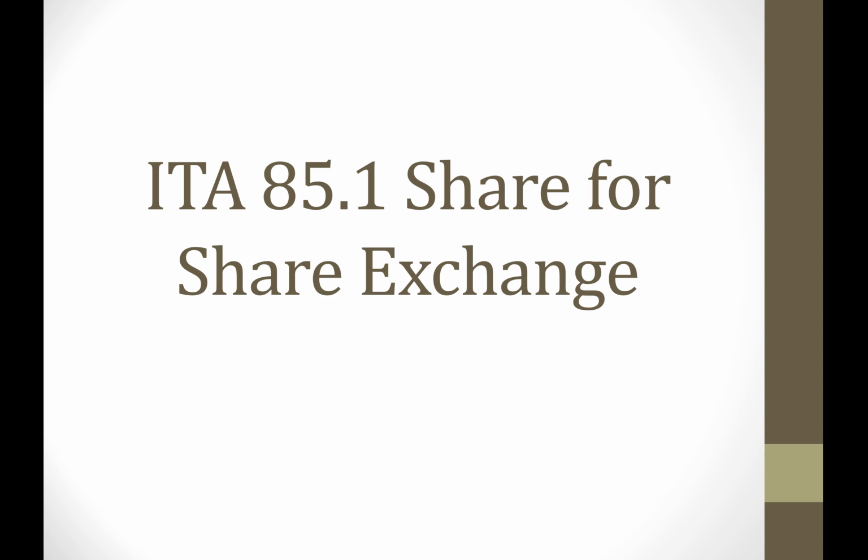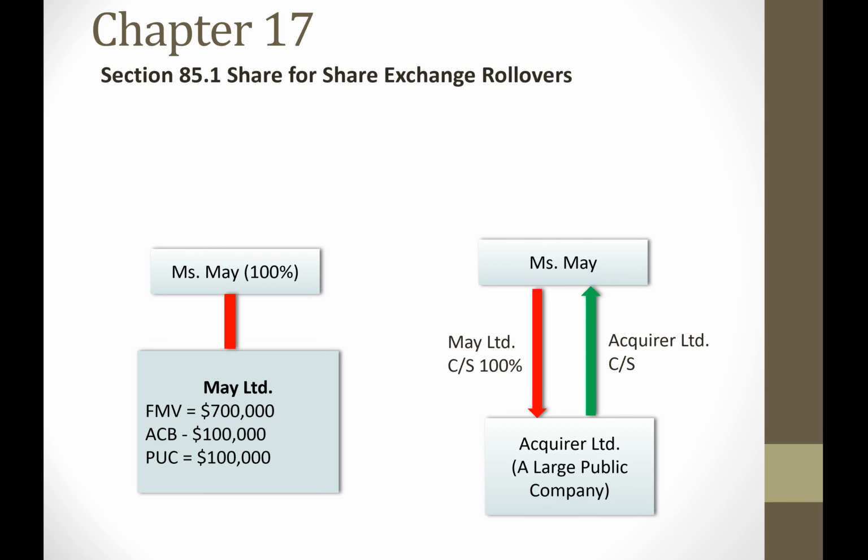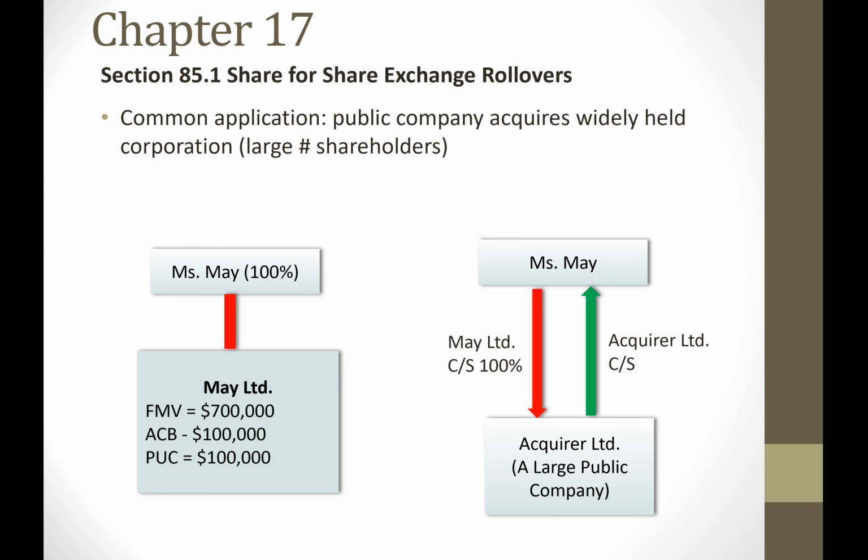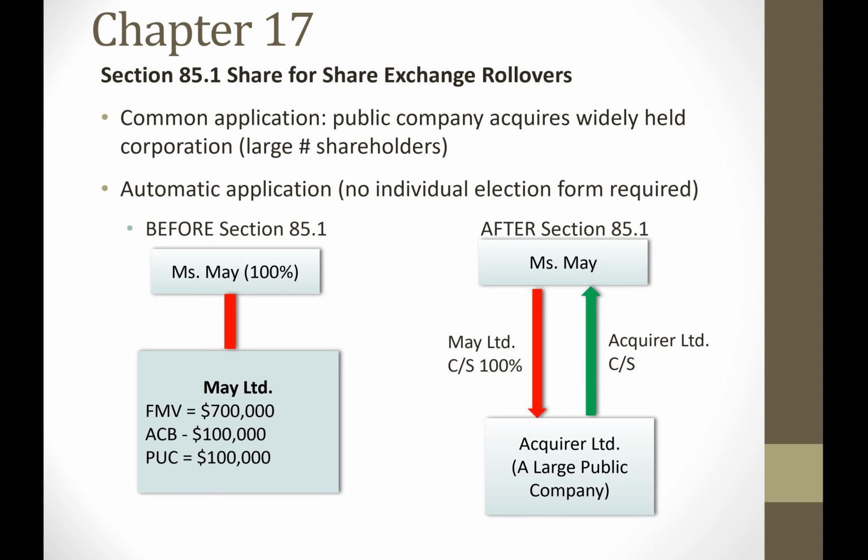Now, 85.1 is known as a share-for-share exchange. So moving on, let's talk about a common application of 85.1. The most common application is, for example, a big public company wants to acquire another corporation. Rather than buy the shares from the shareholders of that other corporation, they can approach the shareholders and do what's called a Section 85.1 share-for-share exchange. The Section 85.1 share-for-share exchange is an automatic application. There are no election forms required.